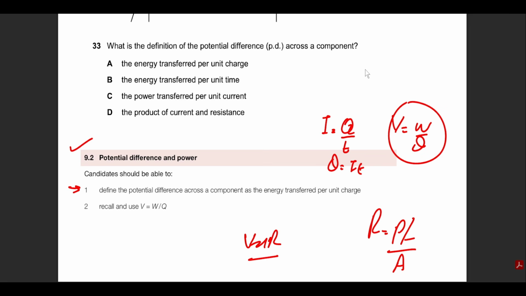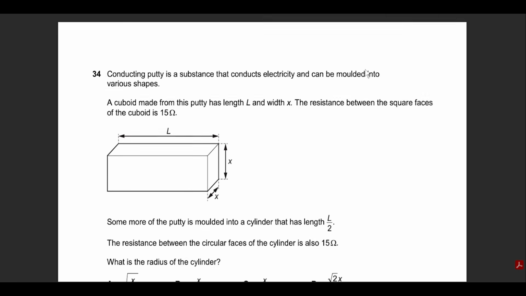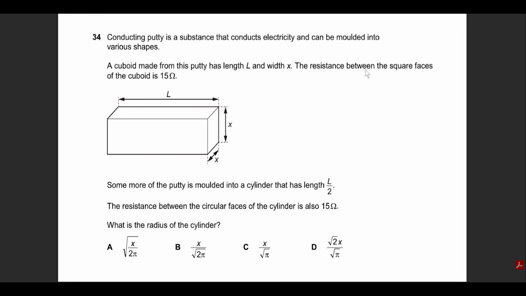All right, so based on this, we have something to do with joules divided by coulombs. So energy transferred, yes. Per unit charge, yes. Not per unit time. Power transferred, no. The best answer is going to be option A. Question number 34 requires the resistance equals rho L over A formula and understanding. There are two ways to do this.